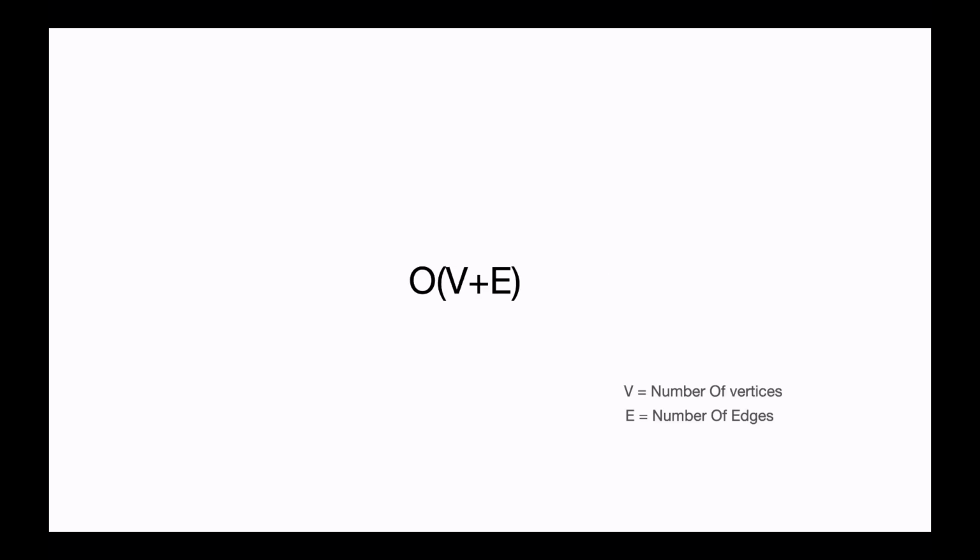Now let's analyze the complexity of Kahn's algorithm. Kahn's algorithm is going to take up order of V plus E time. This is because we are traversing through the complete adjacency list to fill the in-degrees of vertices.